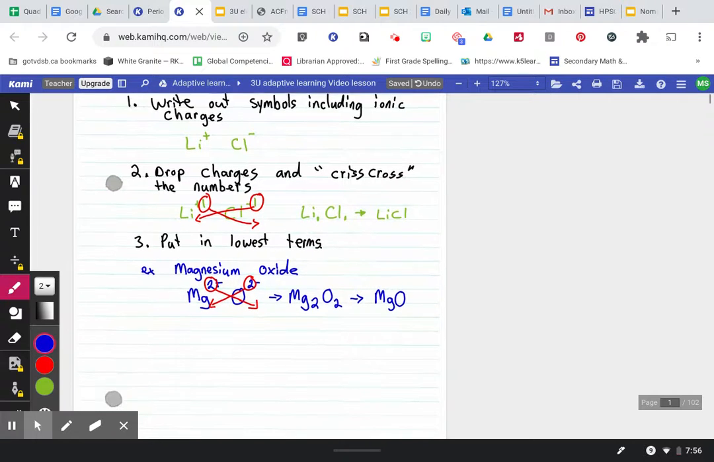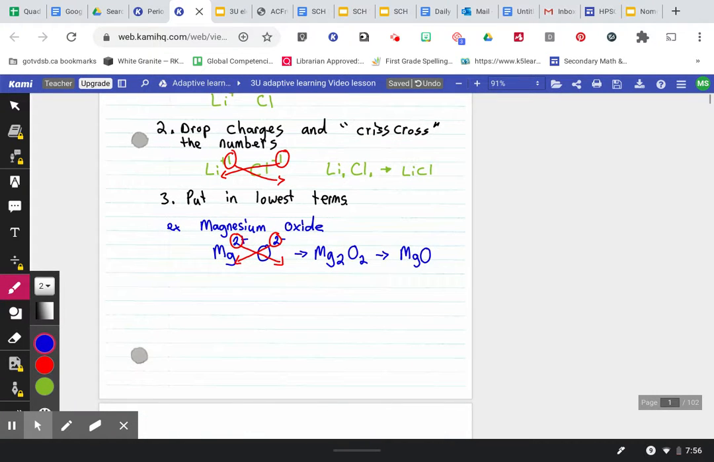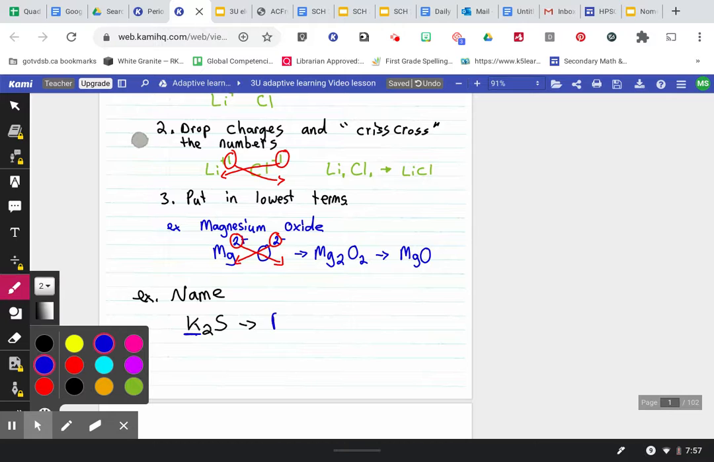If you wanted to go the other way and determine our name from a formula, it's very straightforward. We'll just do a quick example here. If we wanted to name something like K2S, all we have to do is write the name of the metal. So K, potassium, followed by the name of the nonmetal with the ending "ide." Sulfide.